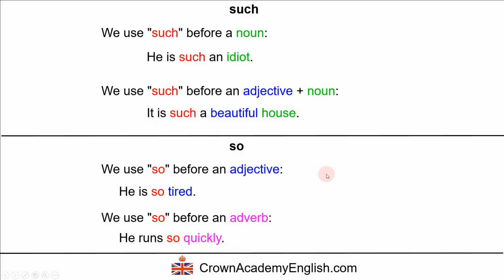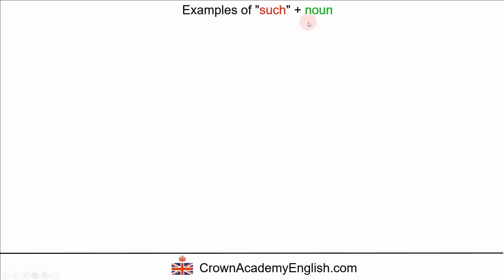There are also a few advanced rules for the word so, and we will look at those advanced rules later in this lesson. But first, let's look at some more examples of each of these. So let's start here. Such and a noun.